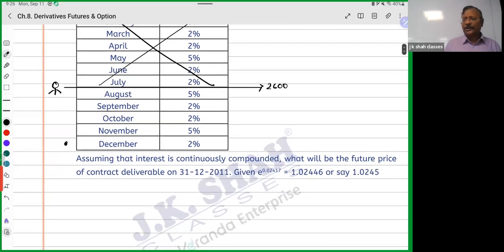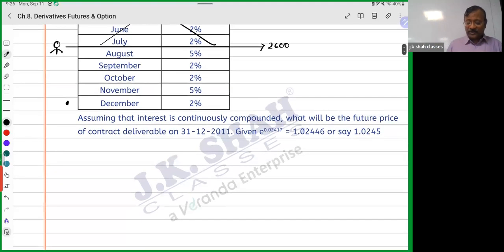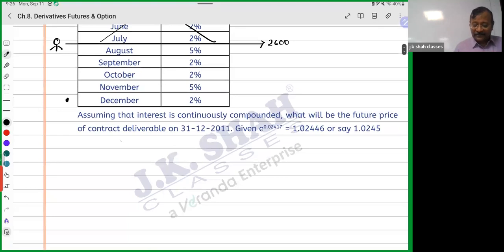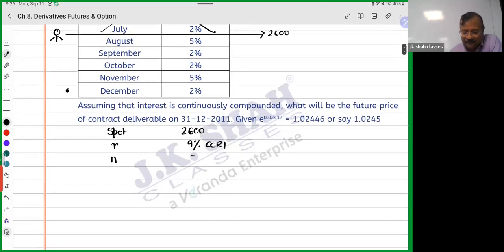अब I will tell you how the institute has solved, and I'll tell you how we really solve it in the real world. दोनों का answer same आएगा. The answer will be the same, but the implications are different. I'll tell you first how the institute has solved. See, in this case, what is the spot? 2,600. Okay. What is R? 9% CCRI, right? Okay. What is N? 5 months. Now, what is D?